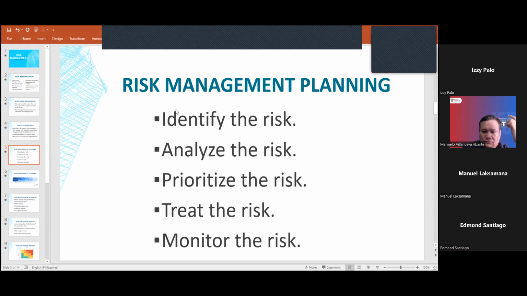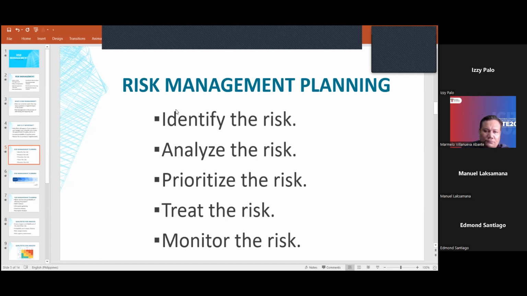The first one is identify the risk. We need to identify the risk, whether it is a positive experience that the whole team can take part in and learn from. Because it's very important to know if that risk is a positive one or the negative side of the software. After we identify the risk, we are now going to analyze it.